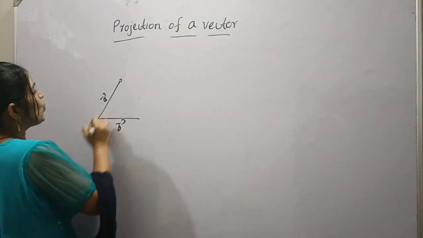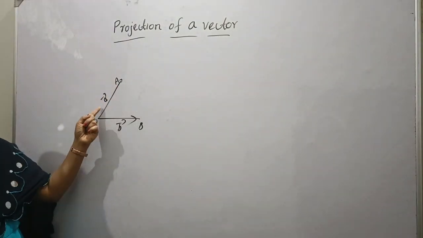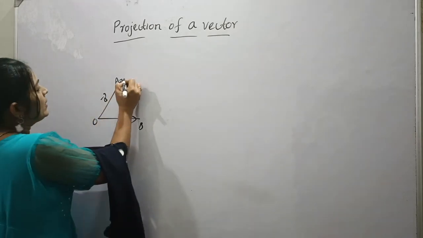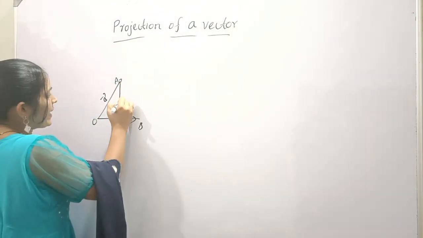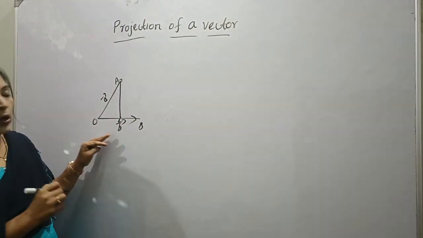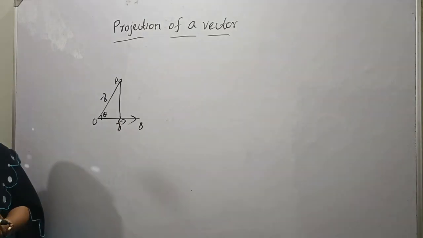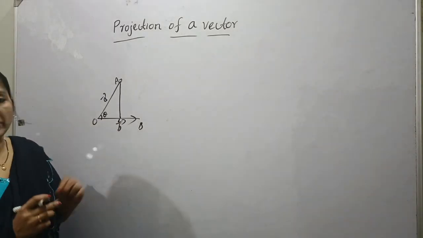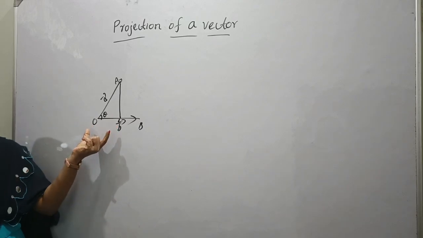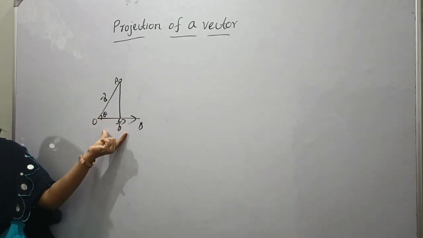Okay, it is the point O, it is A, it is B. Vector OA is vector A and vector OB is vector B. Okay, see, I will make a right angle triangle. So it is the point here. Okay, so here it is the angle theta, that is the angle between vector A and vector B. Here OL is the projection of vector A on vector B.